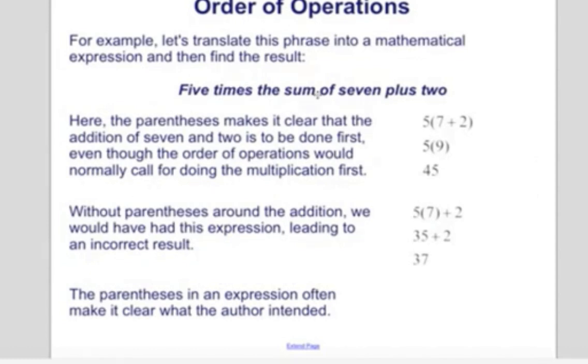5 times the sum of 7 plus 2. Here, the parentheses make it clear that the addition of 7 and 2 is to be done first, even though the order of operations would normally call for doing the multiplication first. Without parentheses around the addition, we would have had this expression, leading to an incorrect result. The parentheses in an expression often make it clear what the author intended.